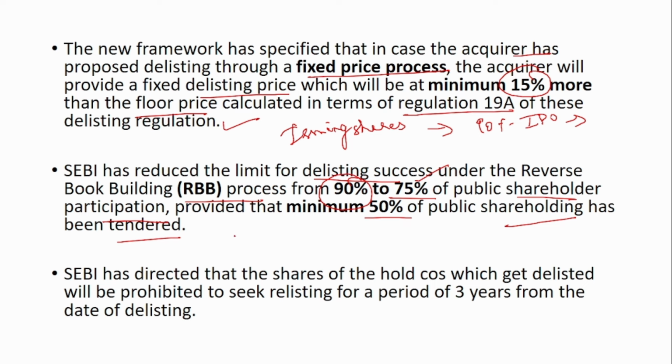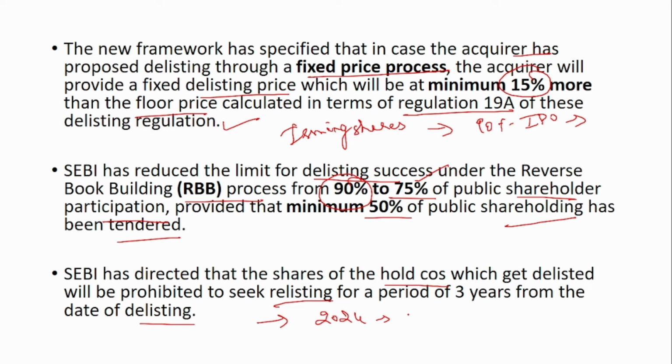This is the condition. And also, SEBI has directed that the shares of the holding companies which get delisted will be prohibited to seek relisting for a period of 3 years from the date of delisting. Suppose this year is 2024. So this year a company has delisted itself from the stock exchange. In that case, for the next 3 years, it cannot get relisted. That is, it cannot raise money from the public via the stock exchange.